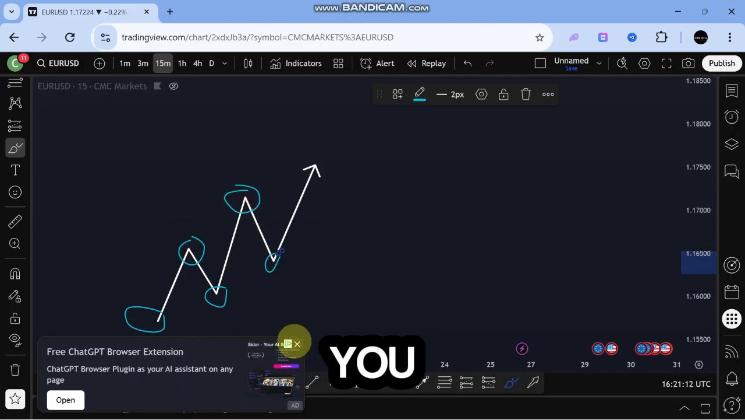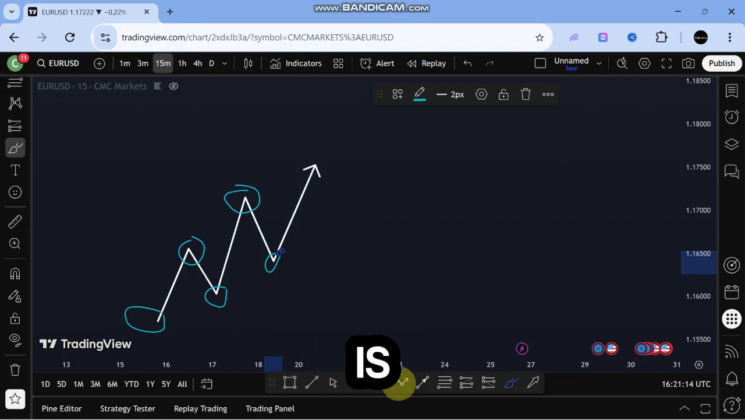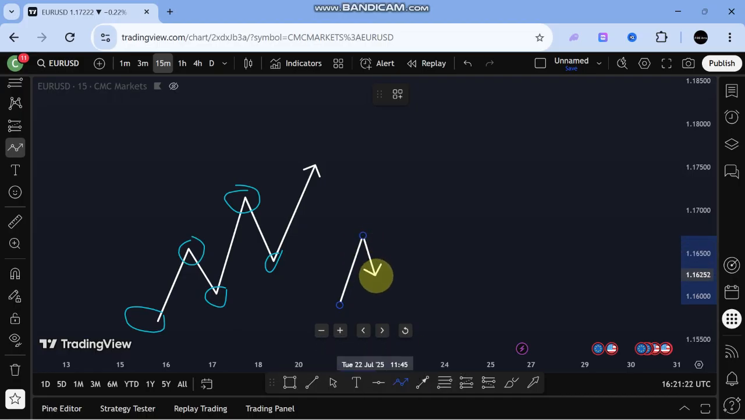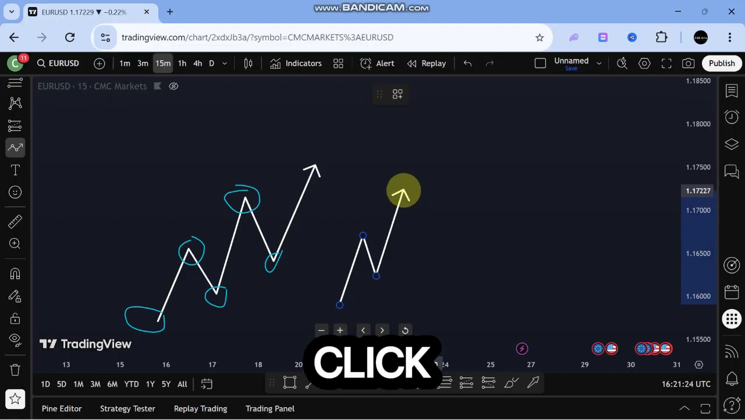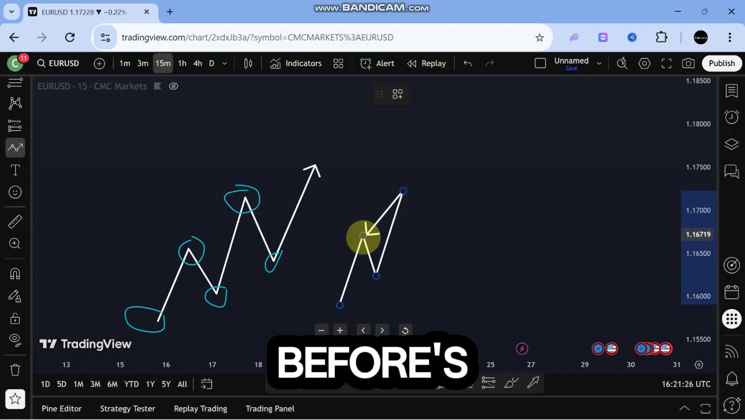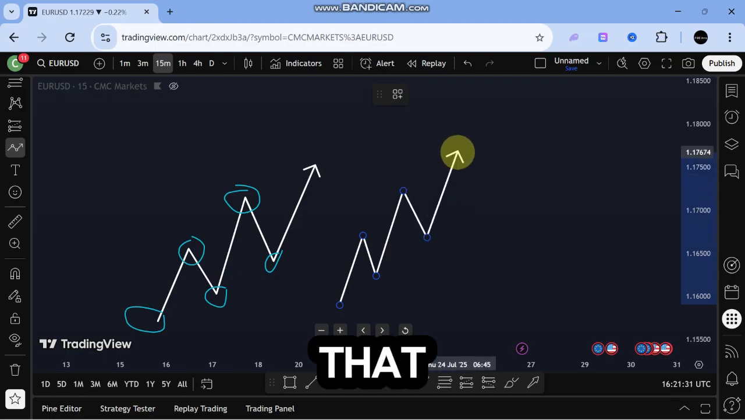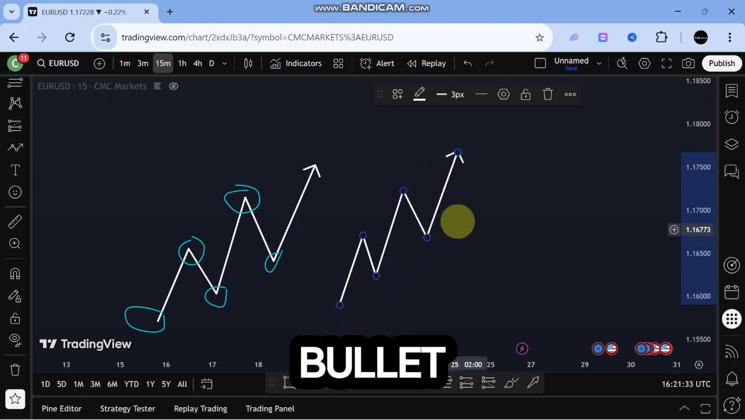So the next time you see a trend that is going upward in this direction, like a staircase, you can see up, then down, then it creates a high that breaks this previous high, or that is higher than this previous high. And the market is in an uptrend, or a bullish trend.